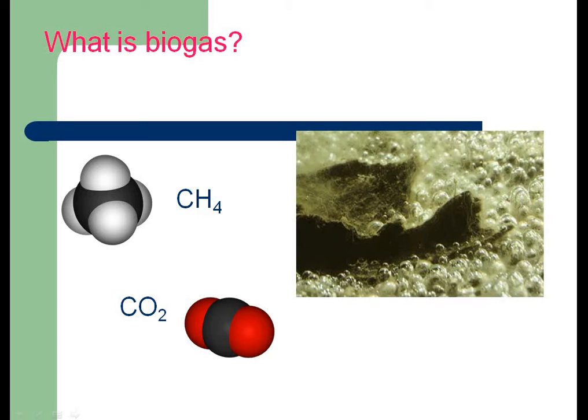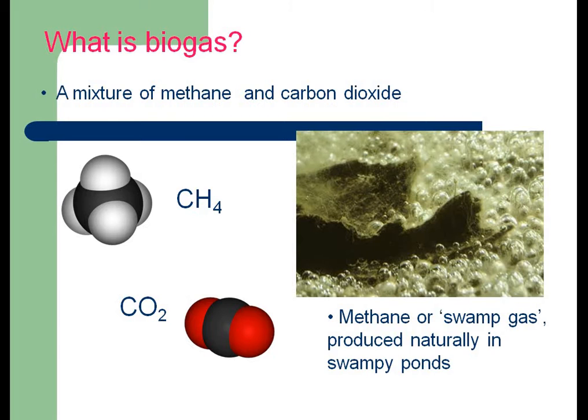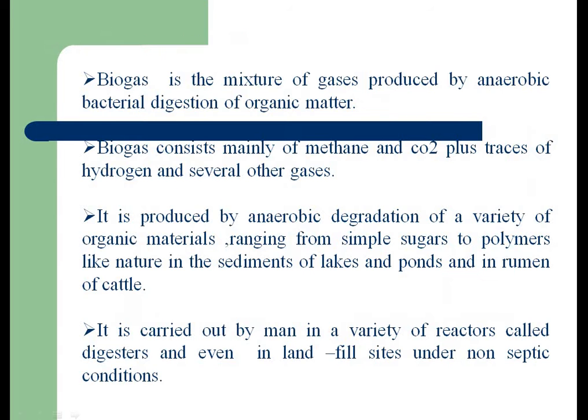What is biogas? You just see the chemical structure of CH4, which is methane. So biogas is nothing else, it's a mixture of methane and carbon dioxide. Methane is CH4, the chemical structure, and carbon dioxide is CO2. Methane, as swamp gas, is produced naturally in swampy ponds.